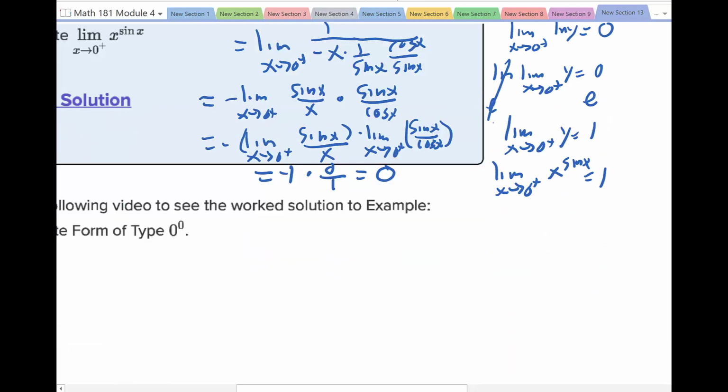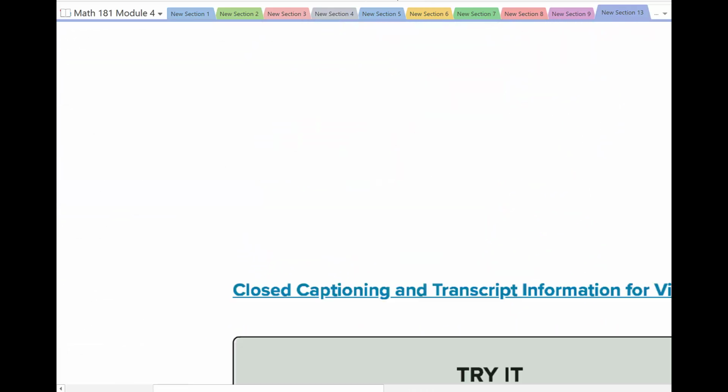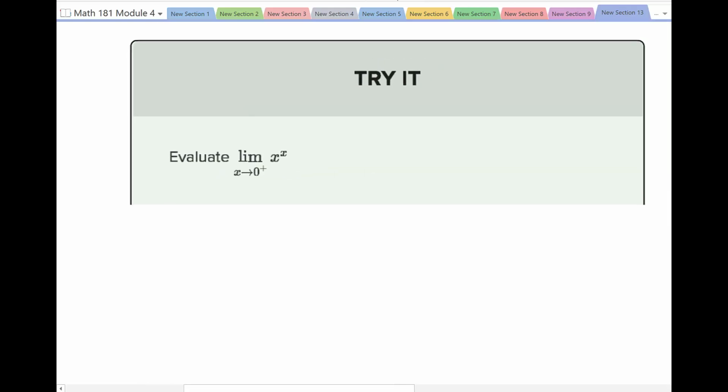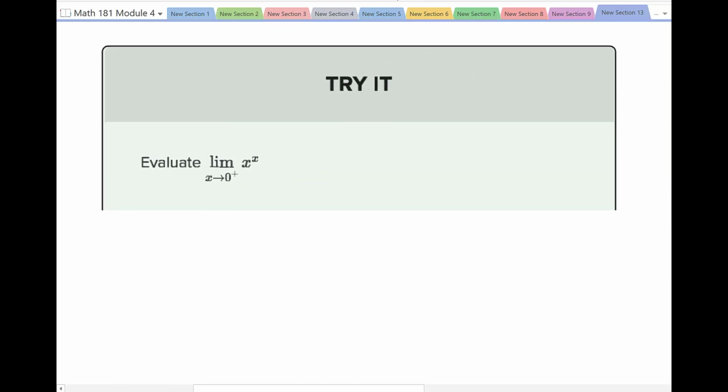Okay, moving on. Got a couple more problems in this section to do. Here's the limit as x approaches 0 of x to the x. So again, we can say y equals x to the x, and natural log of y equals natural log of x to the x, where this x can become a coefficient. So it's x natural log of x. Or we can treat that as natural log of x over 1 over x.